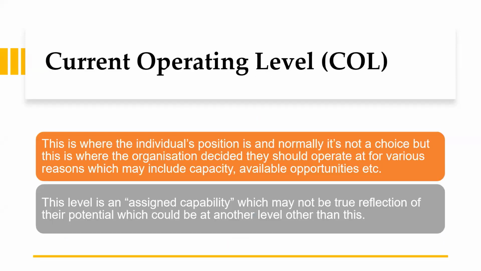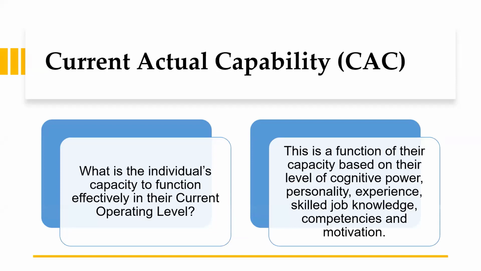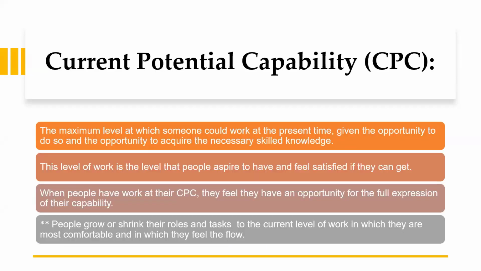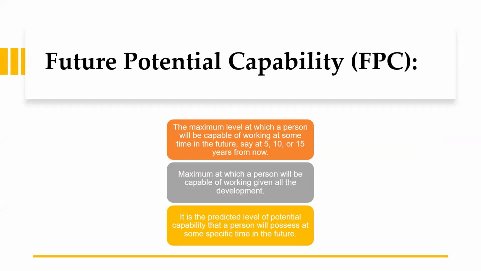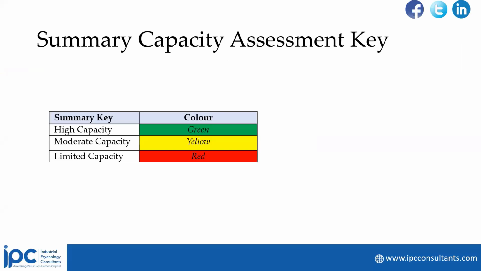So we start with the current operating level. This is John. We're assessing John. We put the current operating level. We put the current actual capability. We put the current potential capability, CPC. We then put future potential capability. All these can be identified, and it will give you pointers as an organization to whether there is capacity for them to go into other higher level roles. That's important.